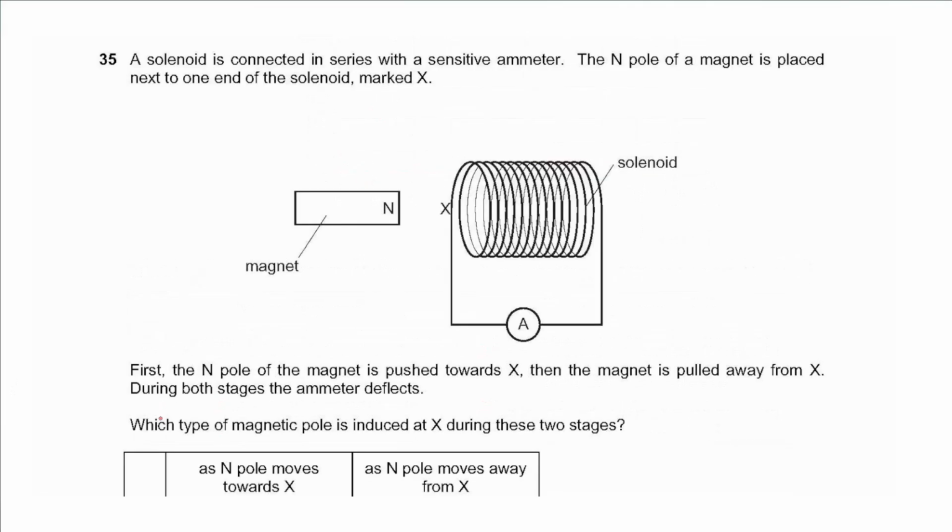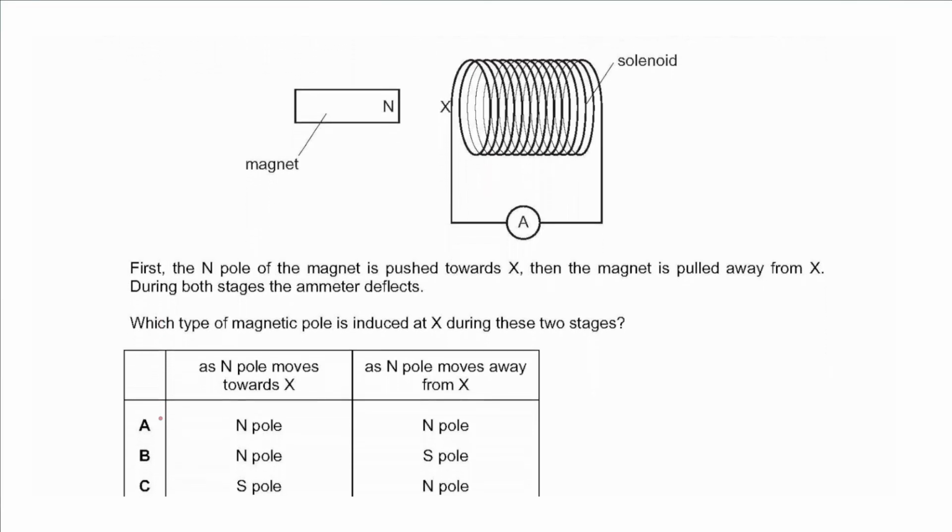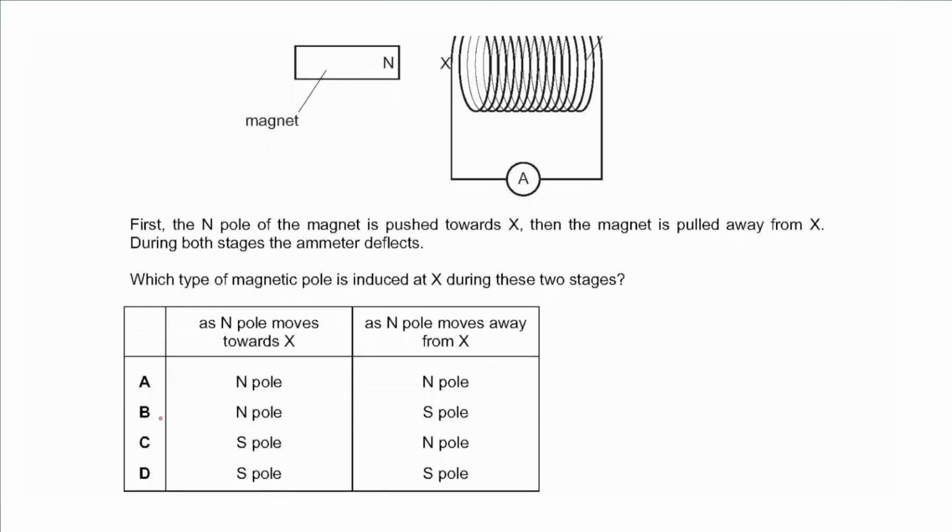Question 35 says a solenoid is connected in series with a sensitive ammeter. The end pole of a magnet is placed next to one end of the solenoid, marked X. First, the end pole of the magnet is pushed toward X, then the magnet is pulled away from X. During both stages, the ammeter deflects. Which type of magnetic pole is induced at X during these two stages?